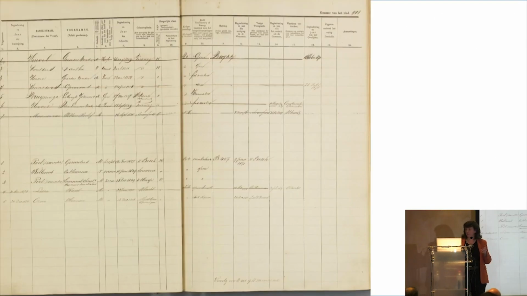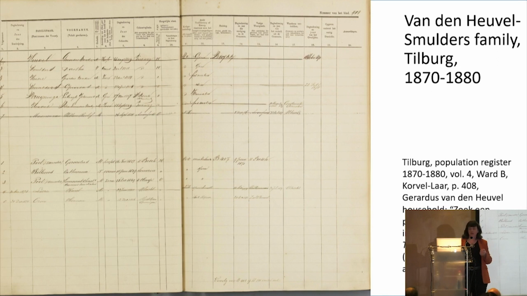And this is an example from the Van de Heuvel Smulders family, 1870, 1880. And you can see records that are struck through. That's every time a person died or moved out, they struck it through. And every time a new person entered the household, for example, a new child was born, or a servant moved in, or another family member moved in, they added a line.